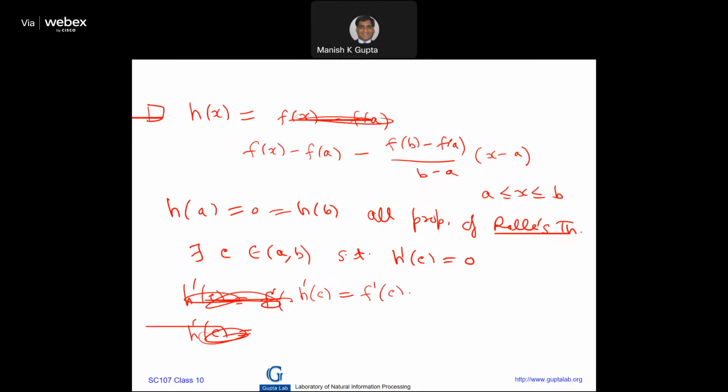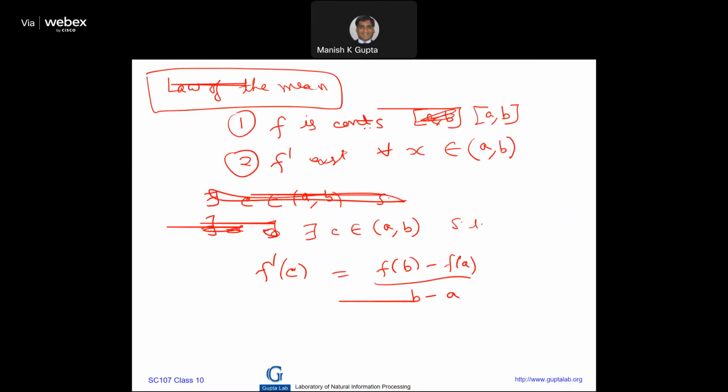I have to write slowly, otherwise there is a problem. minus f of b minus f of a divided by b minus a. And so this turns out to be 0. Okay, so we arrive at this result. So this is the law of the mean, quite useful.